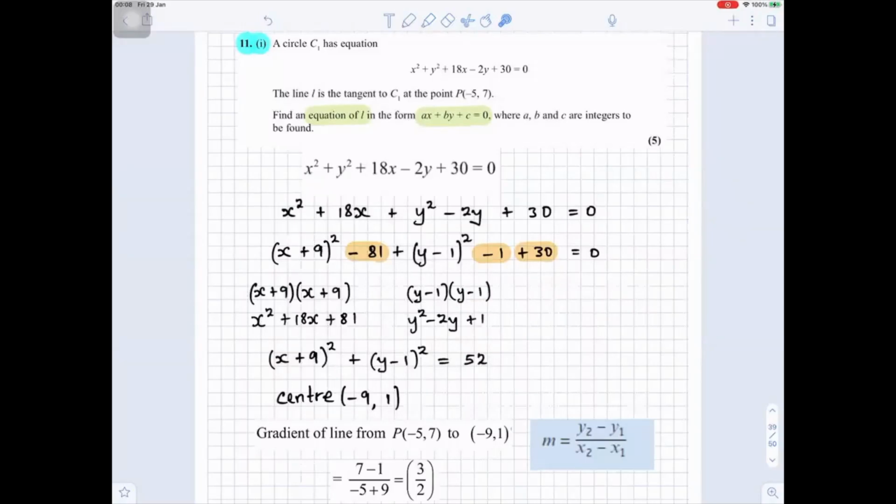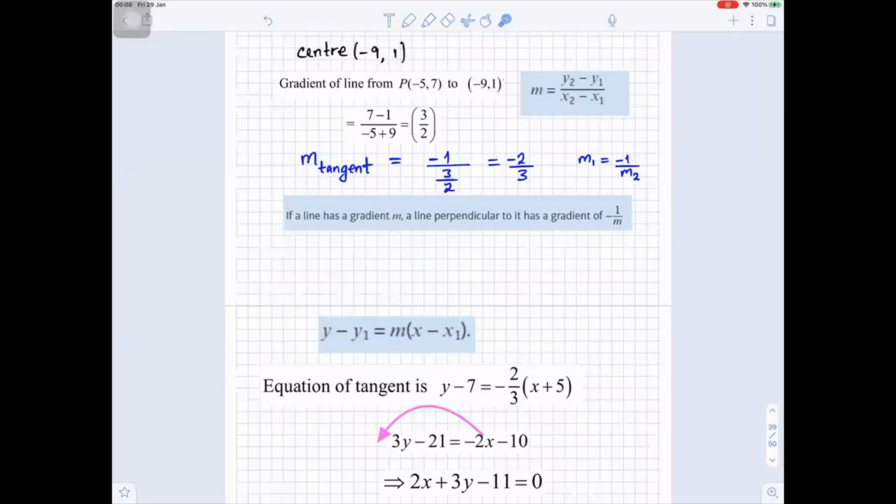Now we want to find the gradient between 2 points. To find the gradient, we use (-5, 7) and the center (-9, 1). So it's 7 minus 1 over -5 plus minus 9, which is -5 plus 9. It gives you 3 over 2. And that's the formula for gradient that we're using. So the gradient of the tangent line will be -1 over that gradient, -1 over 3 over 2, which will give you -2 over 3. And that's the explanation for it.